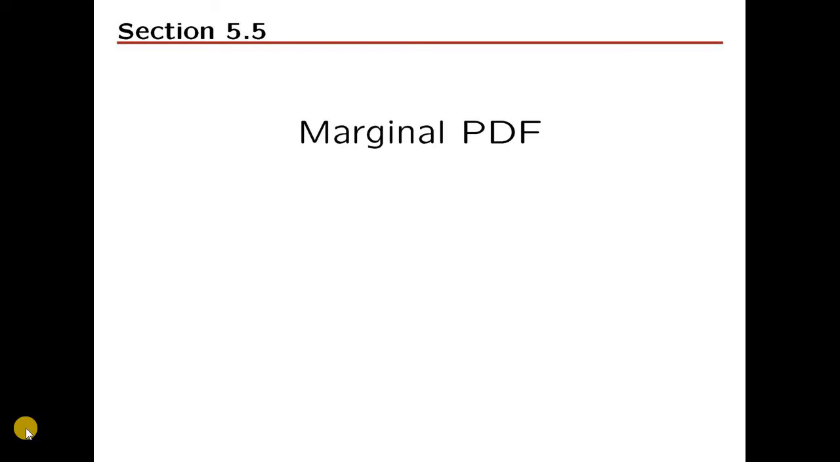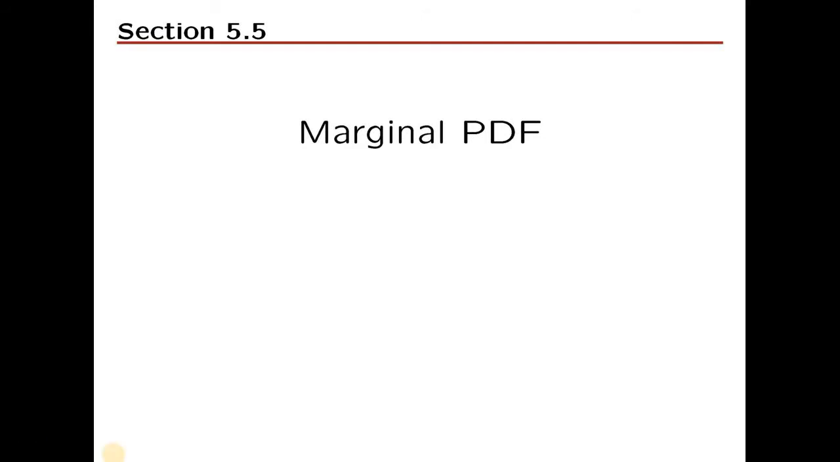Welcome you all. Today we discuss marginal PDF. So in the last video lecture we discussed PDF for a pair of random variables, and the main idea there was that we have two random variables, and in the continuous case, as you know, we have to take the double integral for calculating the PDF. Now here the marginal PDF.